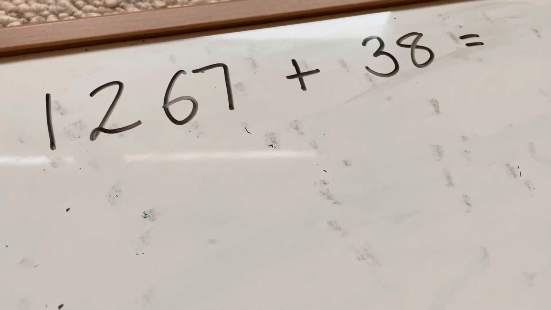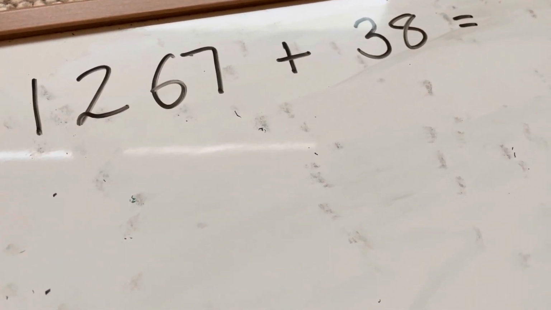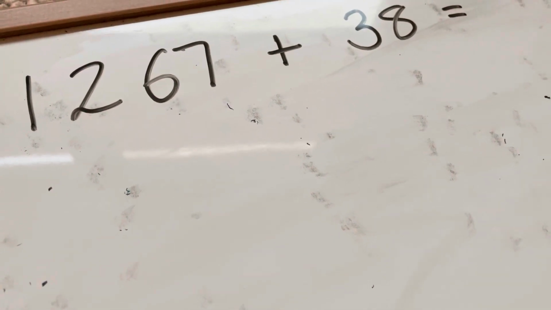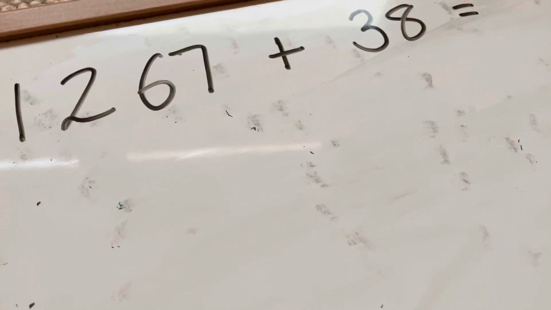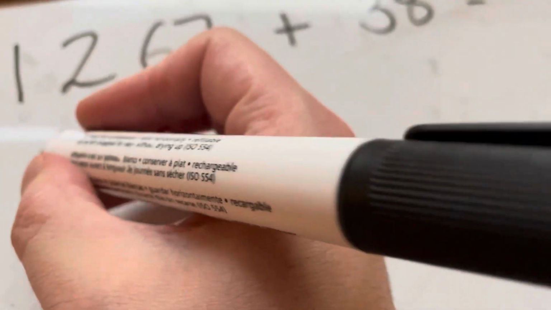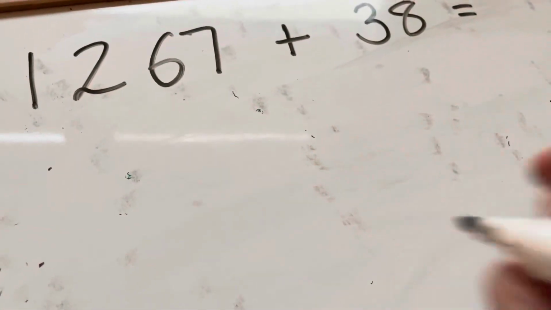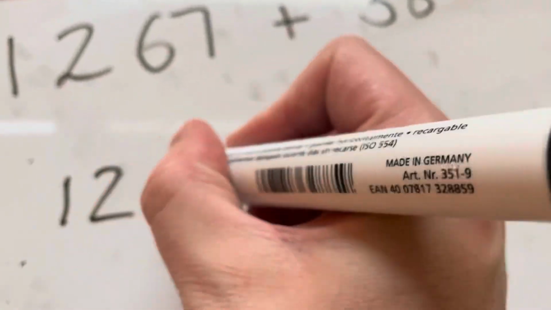So the strategy is exactly the same, except instead of showing me the jumps on a long horizontal line, we're going to work vertically down the way and add 38, working to friendly numbers. So we're going to start with the bigger value, which obviously is 1,267.